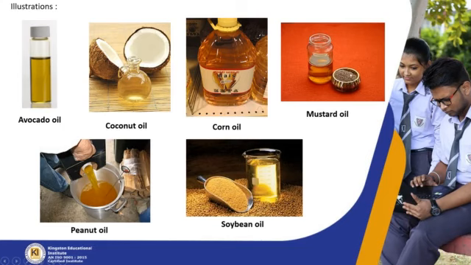Then we have mustard seed, which gives mustard oil. There are corn oils. These now come as your major oil parts. Coconut is also a major oil, and olive oil and avocado oil are also other edible oils. They have peanut oil. They have soybean oil. The soybeans are extracted for this oil. These are the different types of oil pictures.